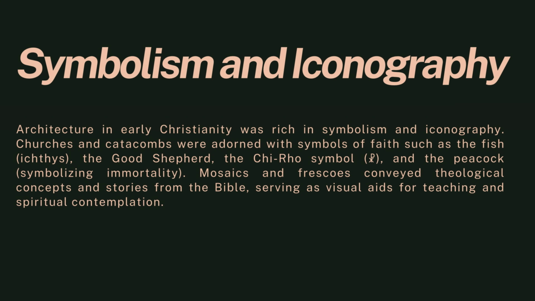Symbolism and iconography. Architecture in early Christianity was rich in symbolism and iconography. Churches and catacombs were adorned with symbols of faith, such as the fish, the good shepherd, the sea rose symbol, and the peacock symbolizing immortality. Mosaics and frescoes conveyed theological concepts and stories from the Bible, serving as visual aids for teaching and spiritual contemplation.